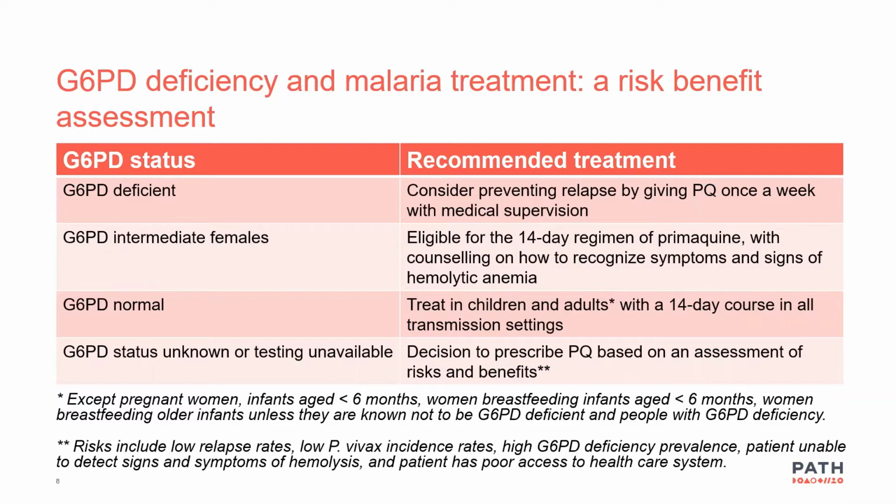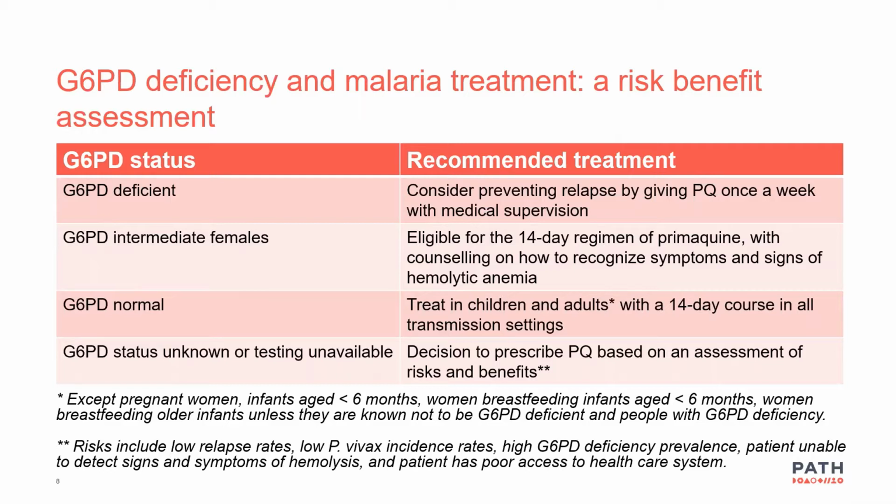And what you can see, starting with the G6PD, people who are classified as G6PD normal can be treated with a 14-day course, a standard course of primaquine in all transmission settings. For deficient patients, there's an alternative course available. They're ineligible for the 14-day course, but can get weekly primaquine with medical supervision.